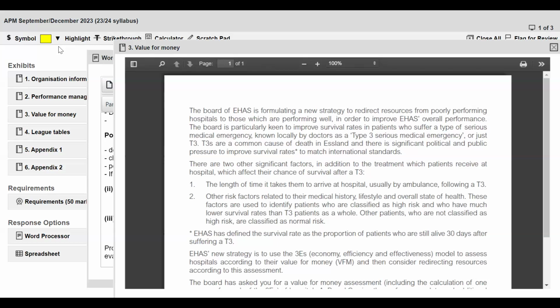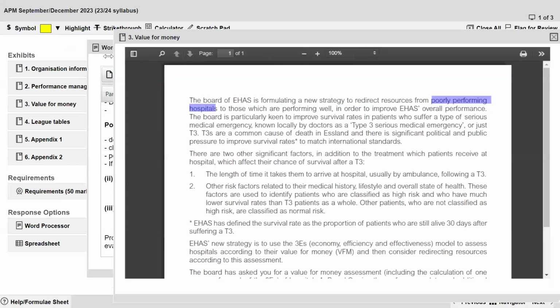Okay. Let's see. Now it says the board of EHAS is formulating a new strategy to redirect resources from poorly performing hospitals to those which are performing well in order to improve EHAS overall performance. The board is particularly keen to improve survival rates in patients who suffer a type of serious medical emergency known locally by doctors as type 3 serious medical emergency. So they want to increase the survival rate in type 3 medical emergencies. Now, what next is there?